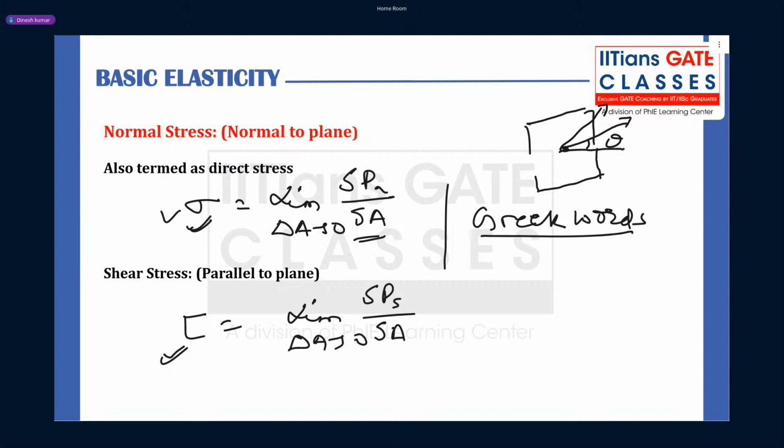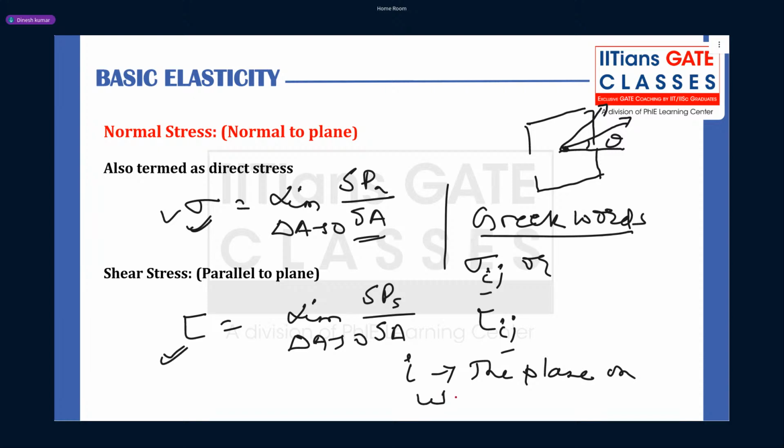What we use always, we use something called sigma ij or tau ij. Okay, right? Yes or no? We simply don't use sigma or tau. We use a particular notation, sigma ij or tau ij. What does I represent, guys? The plane on which stress is acting.